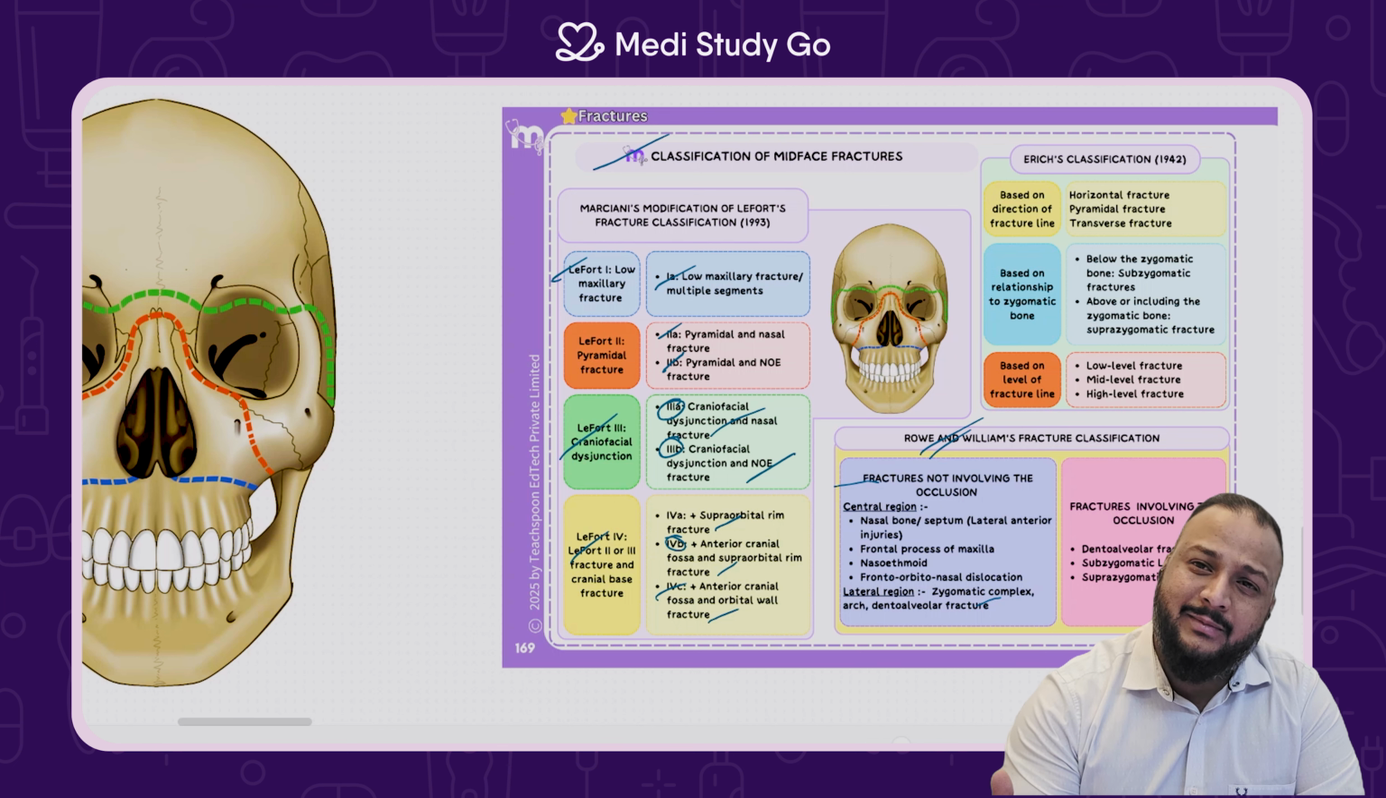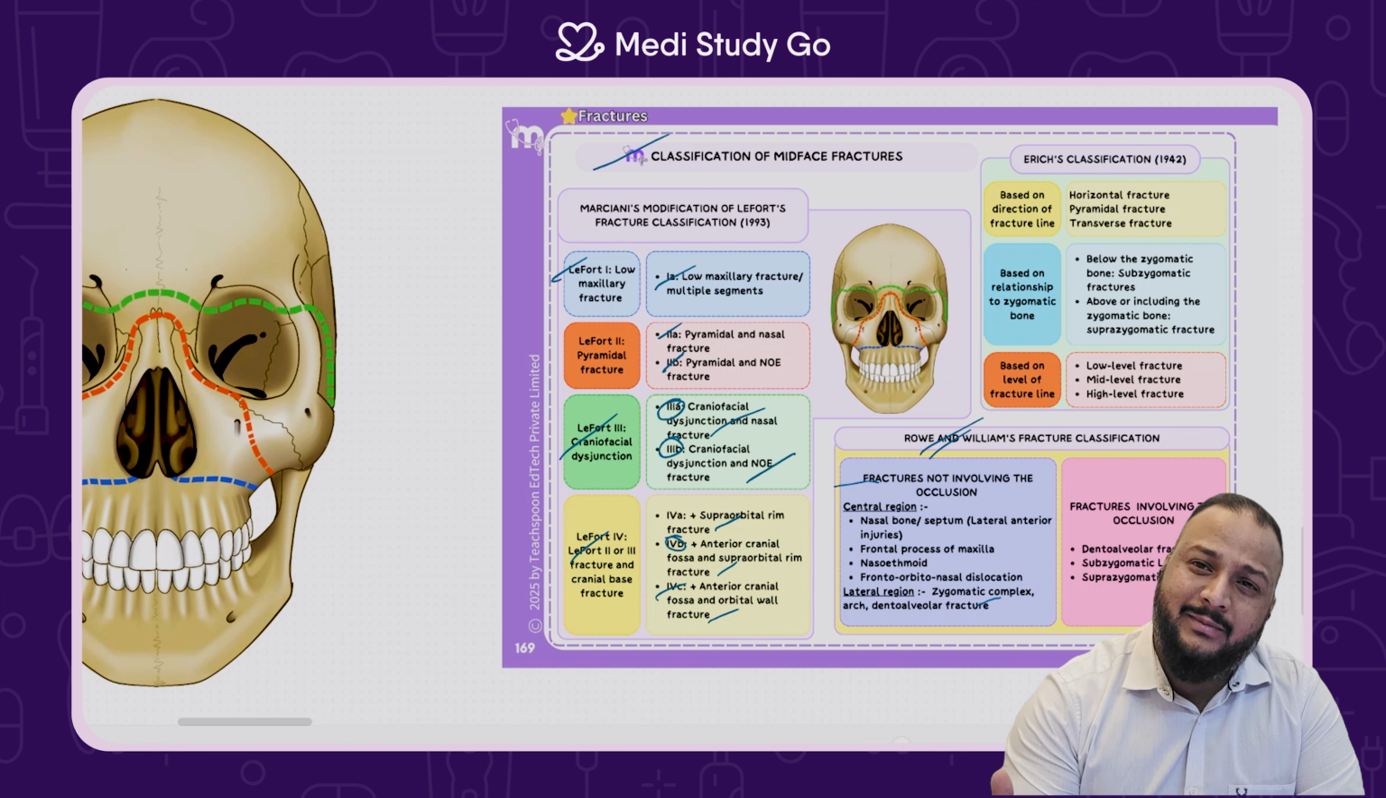Next, what is a Lefort 3 fracture? That is a craniofacial disjunction. As we have discussed, the fracture line runs through the frontonasal area, medial wall of the orbit, floor of the orbit, lateral wall of the orbit, and going posteriorly through the inferior orbital fissure involving the infratemporal fossa, and finally fracturing the maxilla from the pterygoid plates. All of these lines that I have described are very nicely discussed over here in the mind maps by MediStudyGo.